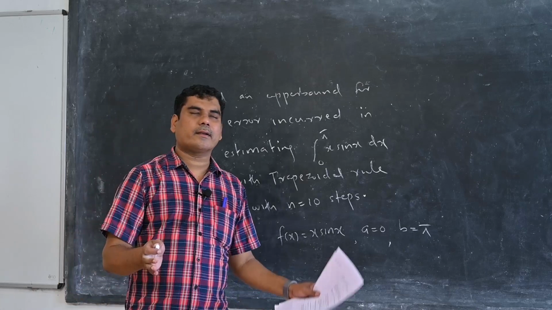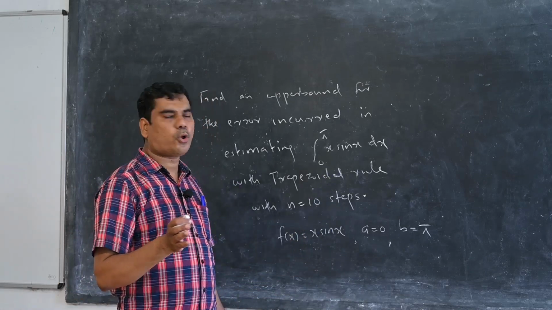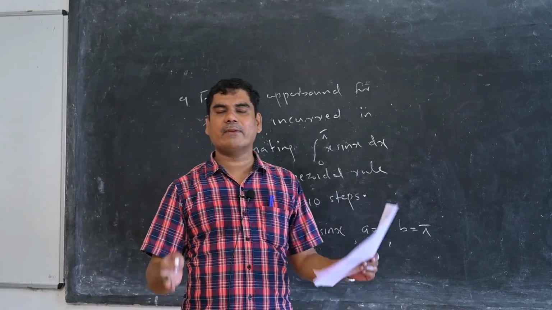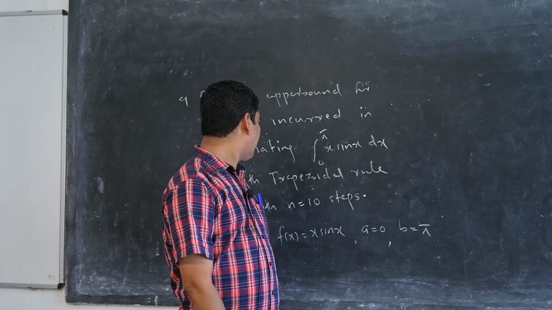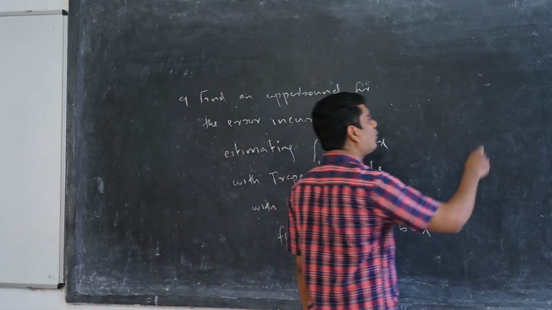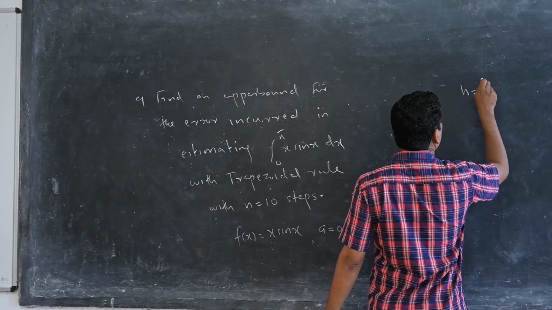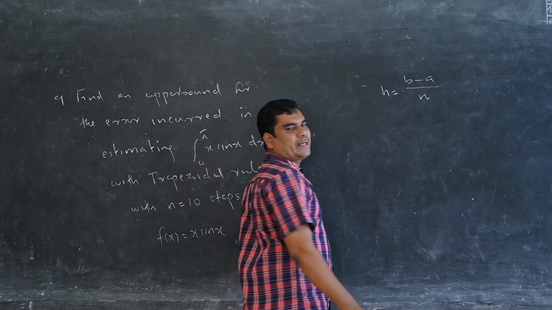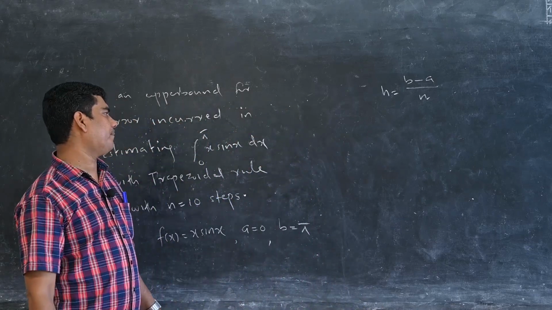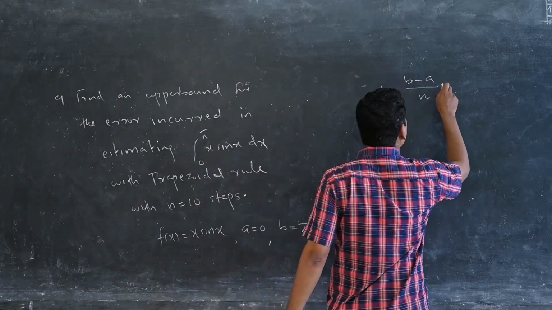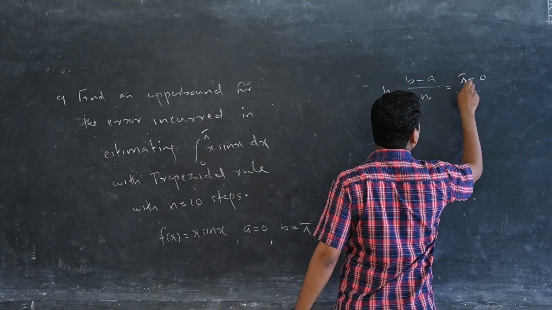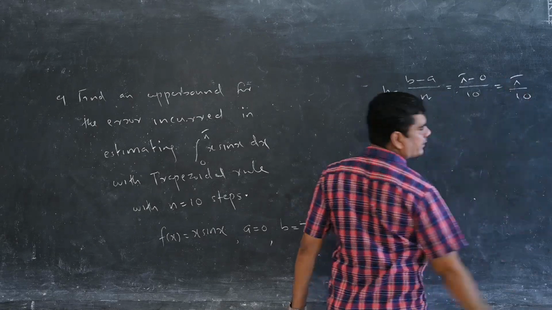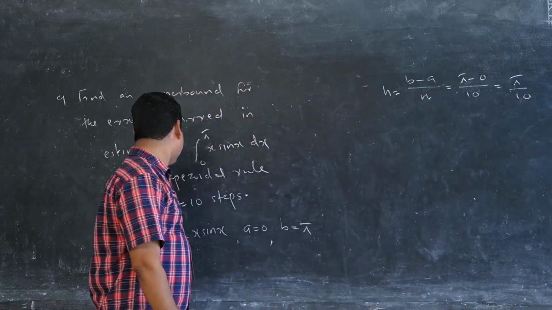Here we are given the number of steps in the trapezoidal rule. So we have the relation between the subinterval length h and the number of steps: h is equal to b minus a divided by n. This is equal to pi minus 0 divided by 10. So h is equal to pi by 10.